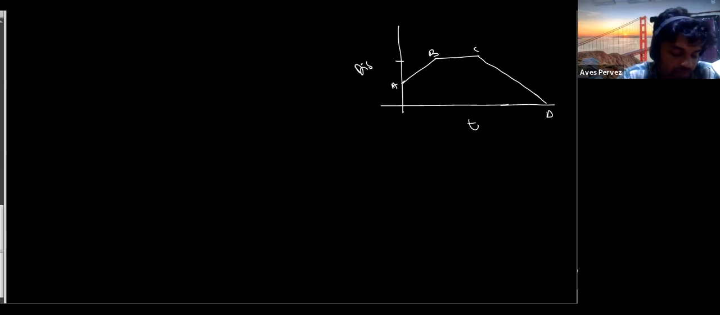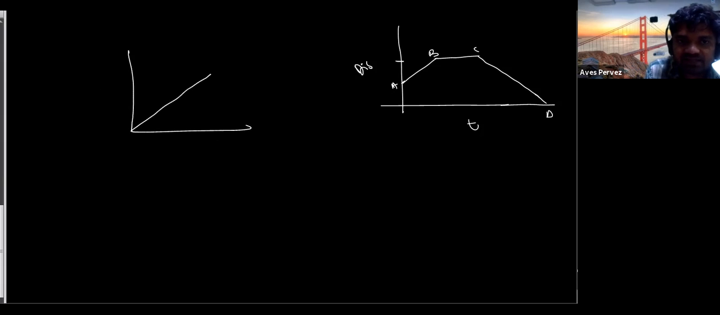So you see that in a displacement-time graph, if there is a straight line, it indicates that the object is going to have uniform velocity. So the object is moving with a uniform velocity. It means it has zero acceleration.